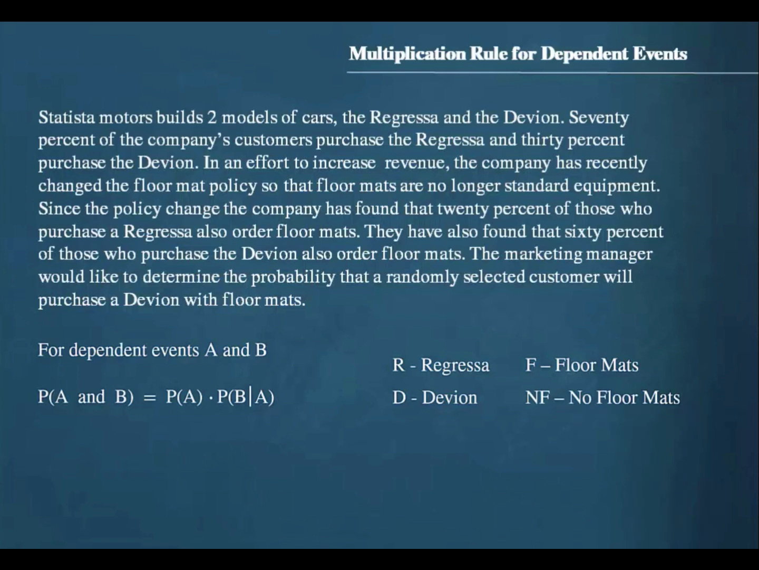We were asked to find the probability that a randomly selected customer will purchase a Devion with floor mats. So we will express in probability notation the probability that events D and F will both occur. According to the formula, this will be calculated as the probability that event D will occur times the probability that event F will occur, given that D has already occurred. This then will be 0.3 times 0.6, which gives us 0.18.